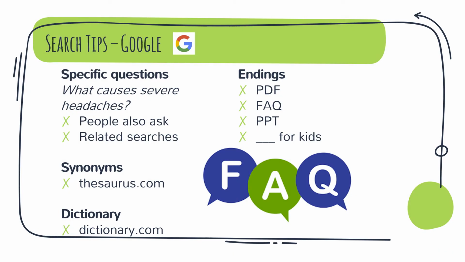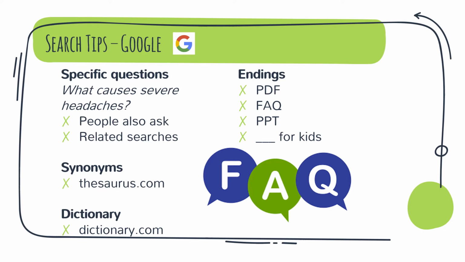So what are some good search tips for Google? Well, in Google, it's important to ask specific questions like what causes severe headaches? And then when you've done that, you'll find lots of questions that other people have asked under two sections. One's called People Also Ask, and the other section is called Related Searches.